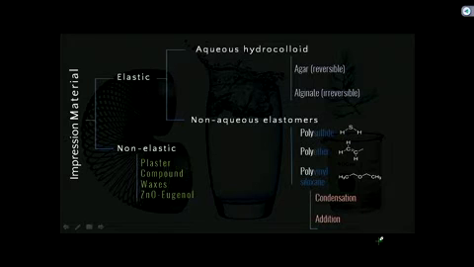So which do you think would be more accurate and better to use inside a patient's mouth? Addition, because it should be more stable since there's no byproduct as it's setting, right? So it should be more dimensionally stable. The one that we'll use in the mouth, the ones that you have used in clinic so far, in sim clinic, has been addition PVS.